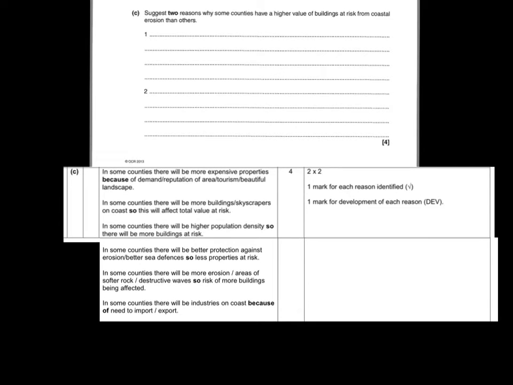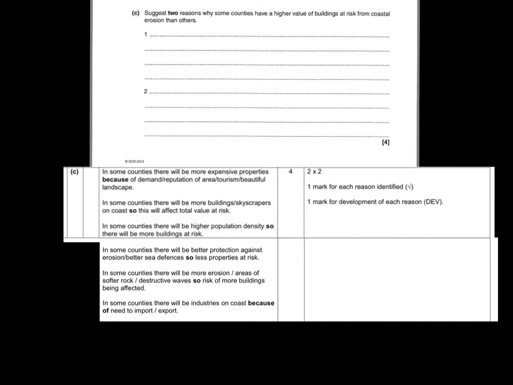Secondly, you could talk about the actual value of the property. So, more expensive properties could be because of tourism, the beautiful landscape. It could be because there are more buildings on the coast, so the value of those properties goes up. It could be to do with higher population density, so more buildings at risk. Again, 1 mark for the reason, 1 mark for the explanation.